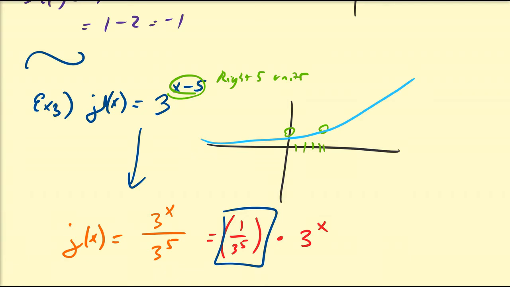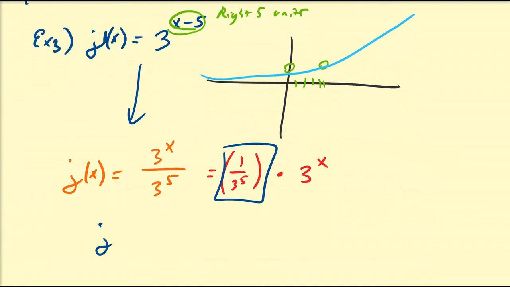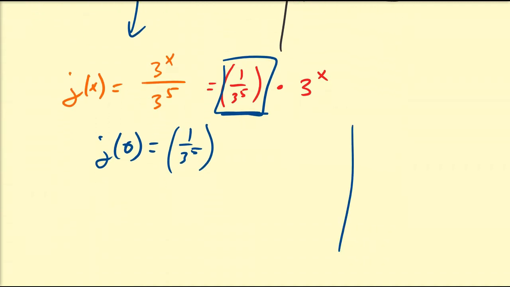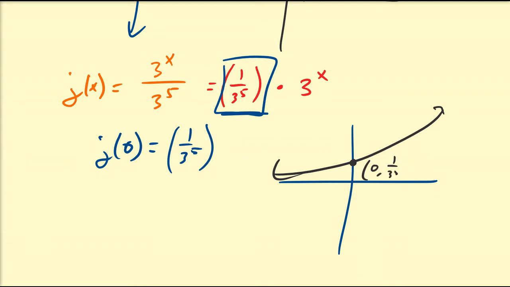in terms of just stretching and shrinking of the principal graph, where we're pretty much compressing this value. So notice that if I plug in 0 into this curve, j of 0 is just going to be equal to 1 over 3 to the 5, because that is the initial value of the exponential function, right? So if I go ahead and sketch this graph, this is my basic exponential curve, and this point is going to be 0 comma 1 over 3 to the 5. Again, this is going to be x, j of x, and this black curve is going to be j.